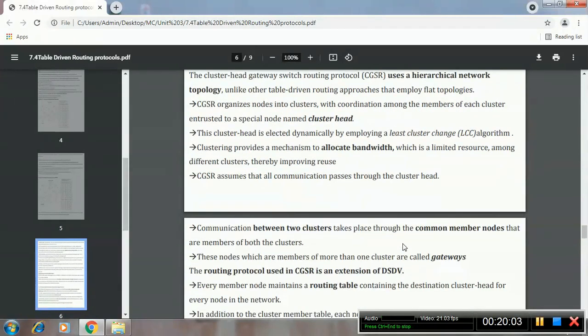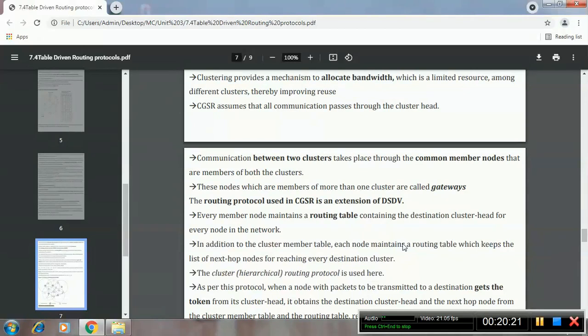CGSR assumes that all communication passes through the cluster head. So CGSR assumes that everything is going to be known by the cluster head only. Communication between clusters has to take place through a common member node that is a member of both clusters. It is called a mediator. These types of nodes are members of both cluster 1 and cluster 2. Such nodes are called common members.